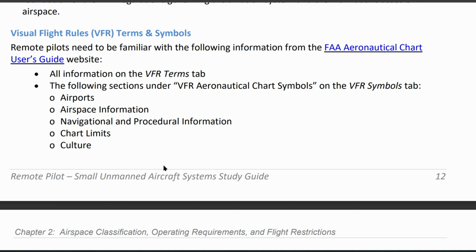We're looking at this next section, which has a ton of subsections in it. Let me explain. For Visual Flight Rules (VFR) terms and symbols, remote pilots, so us, need to be familiar with the following information, and this is from the FAA Aeronautical Chart User's Guide website.